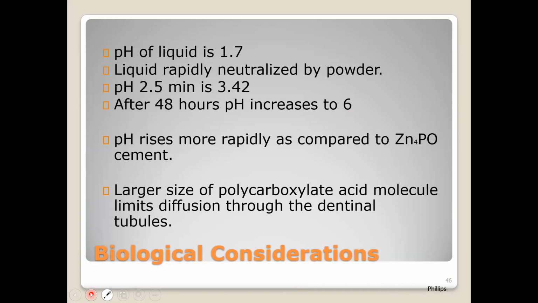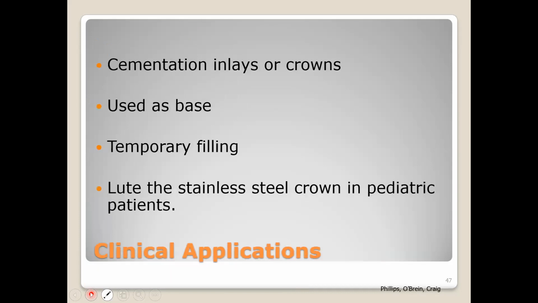Then the polycarboxylate cement, pH of liquid is 1.7, but it is rapidly neutralized by the powder. pH 2.5 minutes after is 3.42, and within 48 hours, the pH increases to 6. pH rises more rapidly as compared to zinc phosphate cement. Why is that? Because of the large size of the polycarboxylate acid molecule, which limits its diffusion through the dentinal tubules.